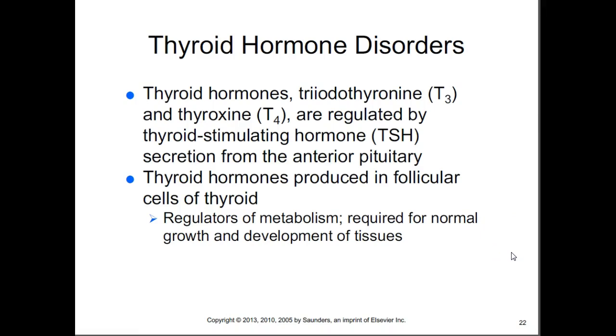Right, so thyroid hormone disorders, right? Remember, triiodothyronine (T3) and thyroxine (T4) are regulated by thyroid stimulating hormone that is secreted from the anterior pituitary. The thyroid hormones are produced in the follicular cells of the thyroid. So make sure you go and look at a picture of what that looks like so that you remember, with the colloid, the pink clear things with the very cuboidal cells around it. I love looking at the thyroid under the microscope.